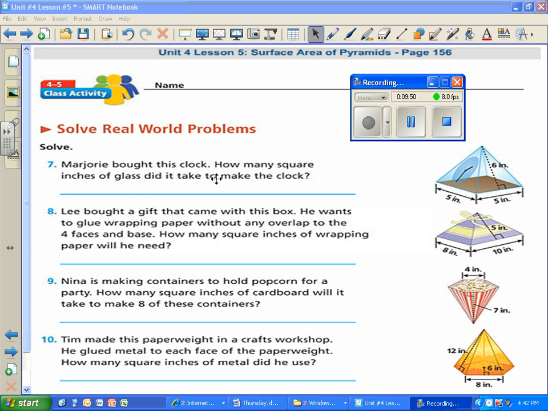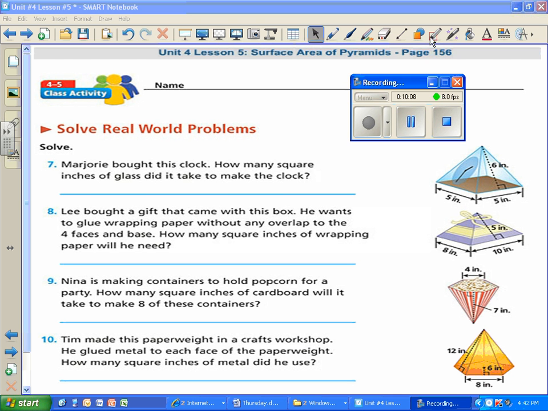All right, let's take a look at number 7 on page 156. Marjorie bought this clock. How many square inches of glass did it take to make the clock? Again, they're assuming that the bottom is not glass, so we are just dealing with the 3 faces, which are triangles. So we have 3 triangles.